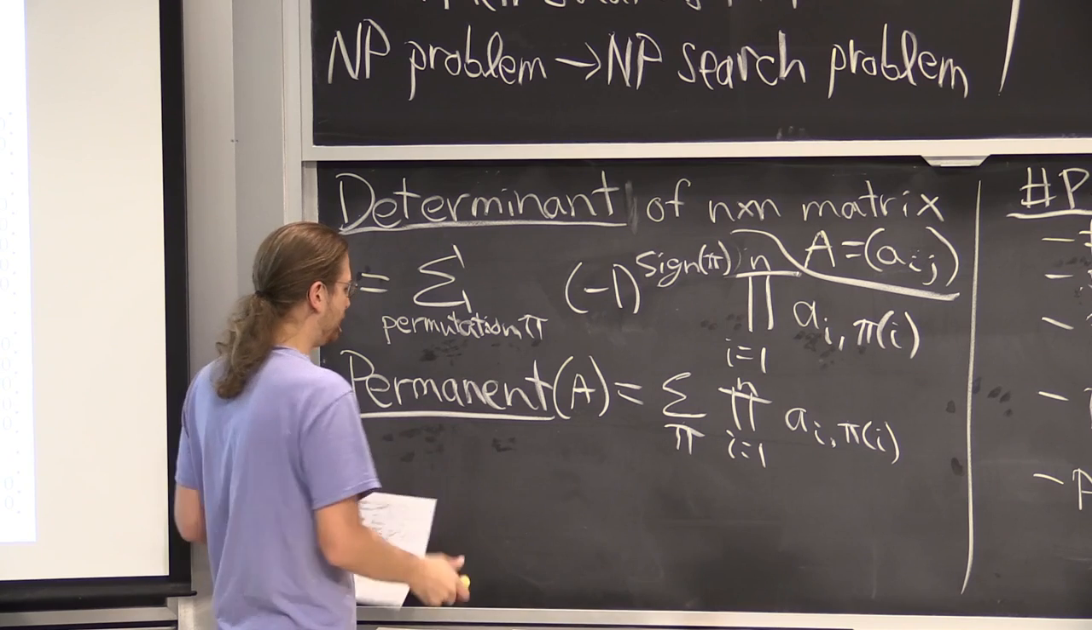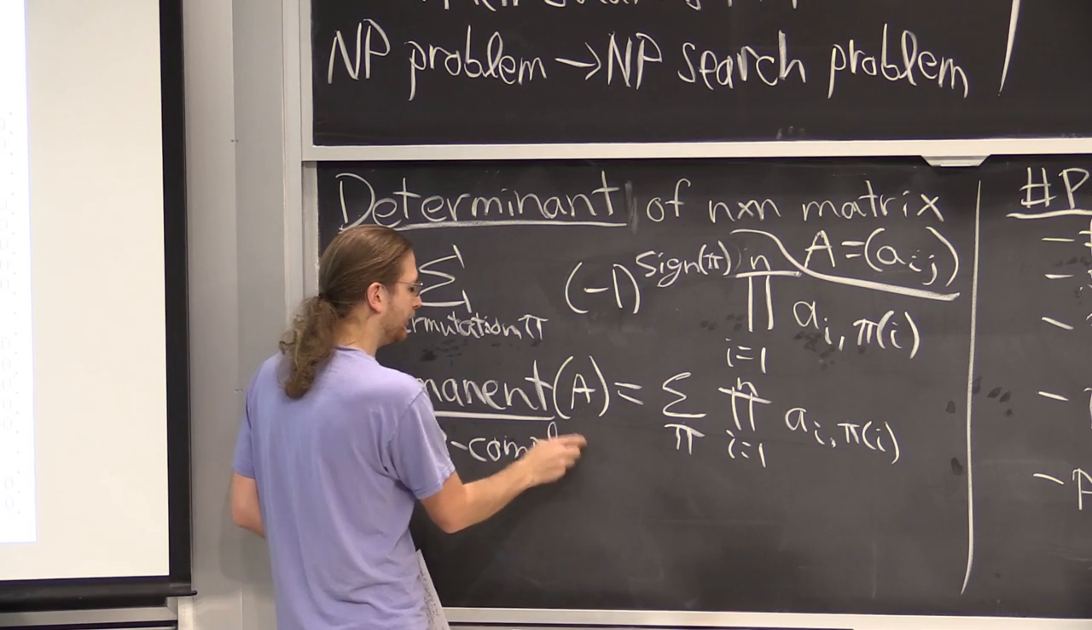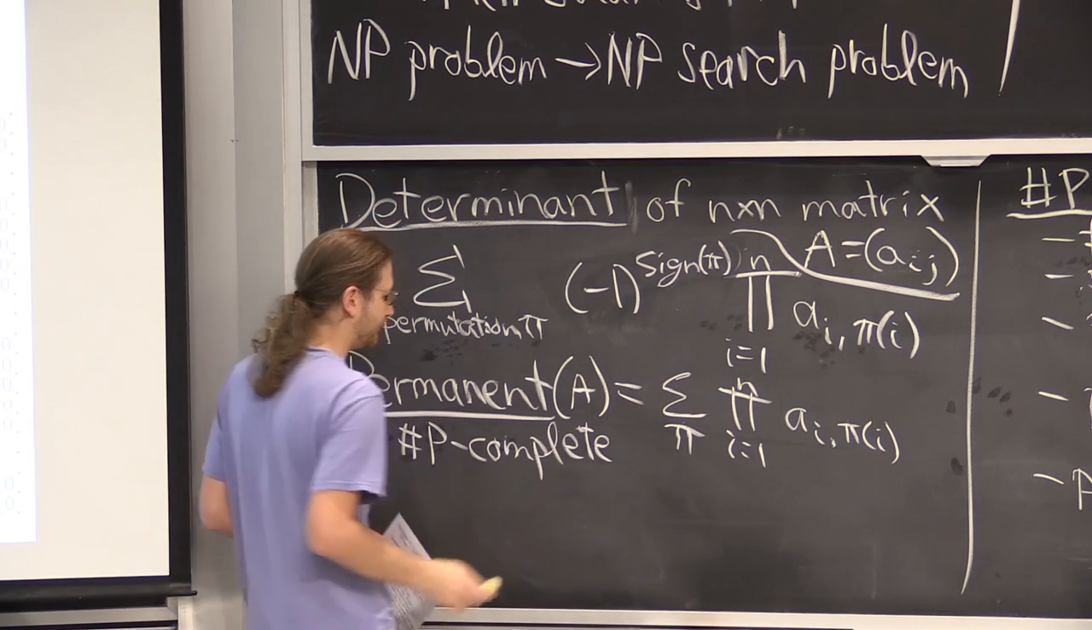So the claim is the permanent is #P-complete. We're going to prove this. This was the original problem proved #P-complete. Well, other than #3SAT, I guess. Same paper.